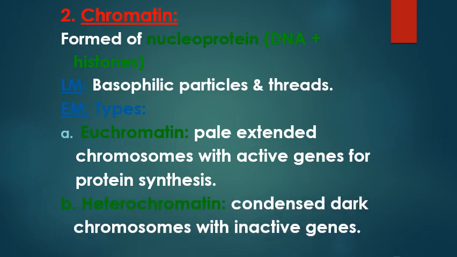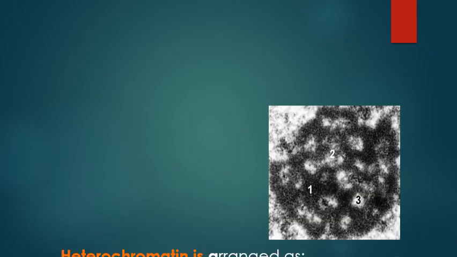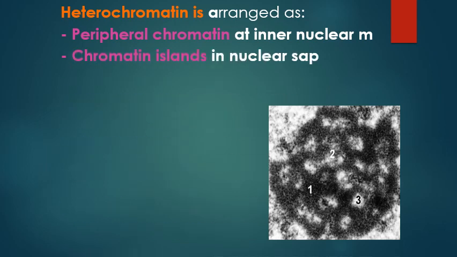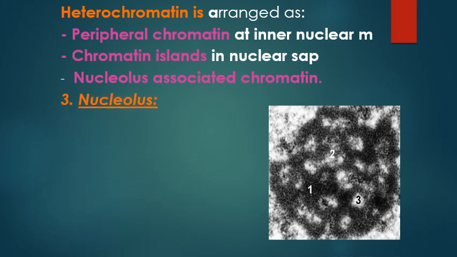Heterochromatin: this chromatin is condensed and contains inactive genes, and by EM appears dark. The heterochromatin is arranged either on the inner nuclear membrane, called peripheral chromatin, in groups forming chromatin islands, or associated with a nucleolus, known as nucleolus-associated chromatin.